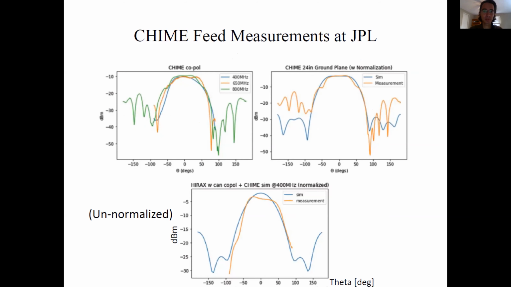We're running a little short on time, so I'll skim through some results here. These are from the outdoor range measurements at JPL. Measurements of the CHIME feeds, which are very closely related to the HIRAX ones that have the same cloverleaf structure. And then comparing them to simulations, and this was very promising. This was the first time that there had actually been real measurements of the feeds on any range. So we were quite pleased with the level of agreement there was with the simulations. There were some noticeable discrepancies.